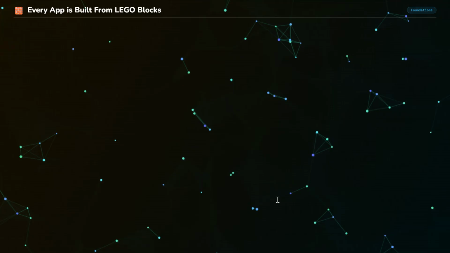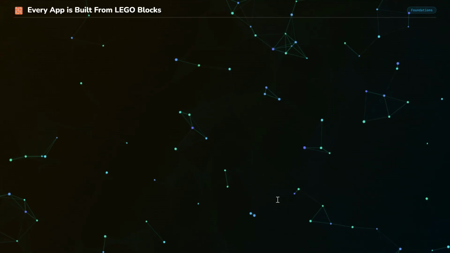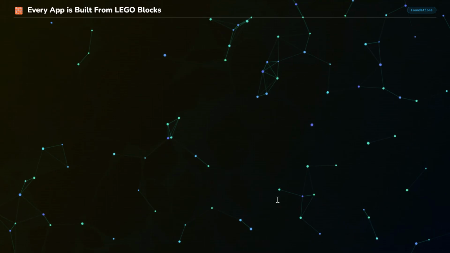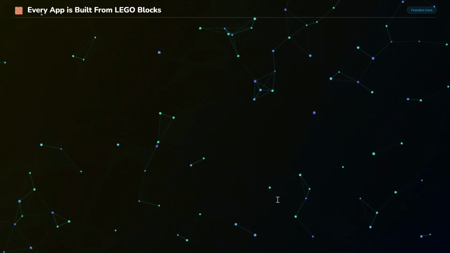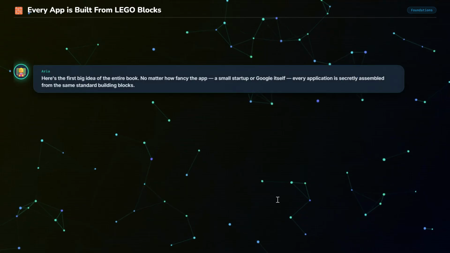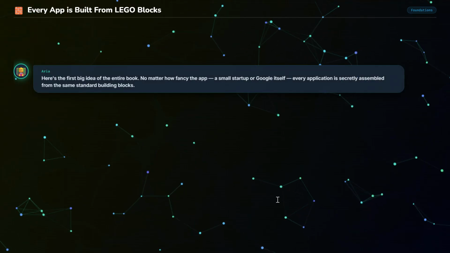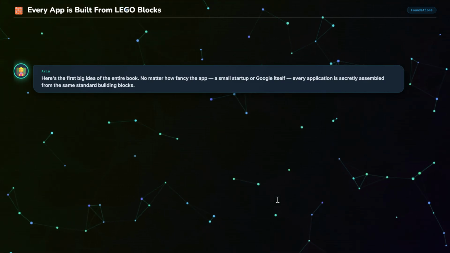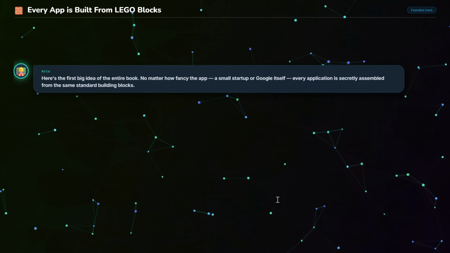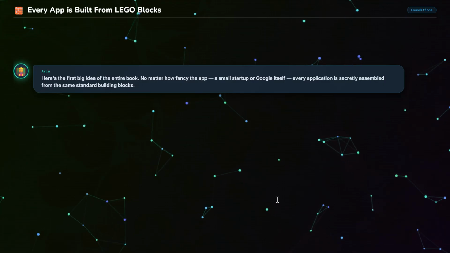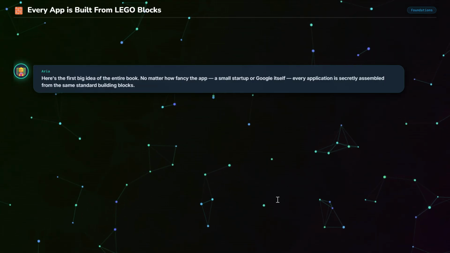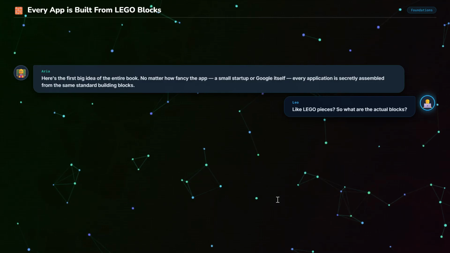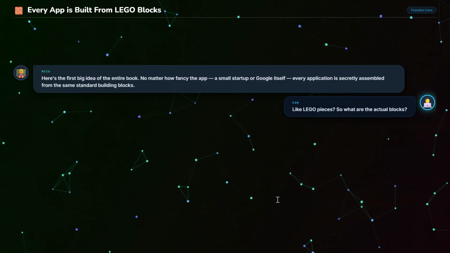Here is something fascinating. Every application, no matter how complex, is built from the same handful of building blocks. Here is the first big insight of the entire book. No matter how fancy the application, whether it is a tiny startup or Google itself, every software system is secretly assembled from the same standard building blocks. Like Lego pieces. So what are these building blocks actually?